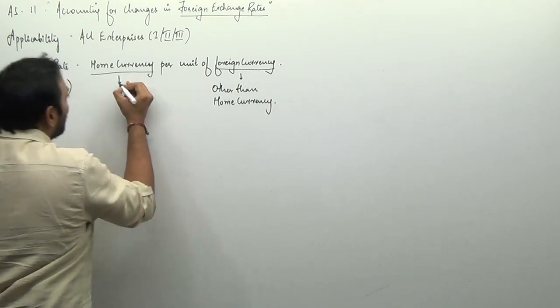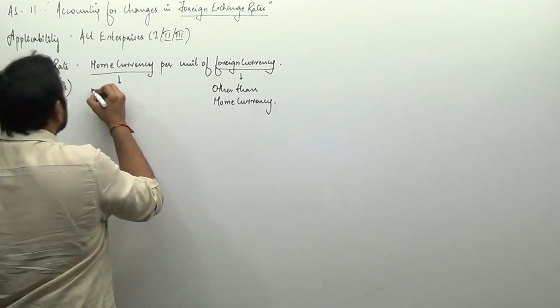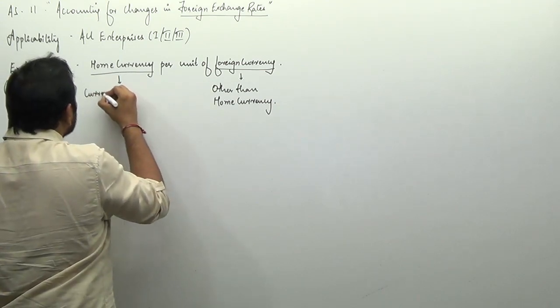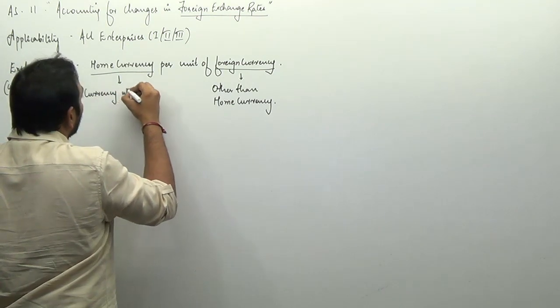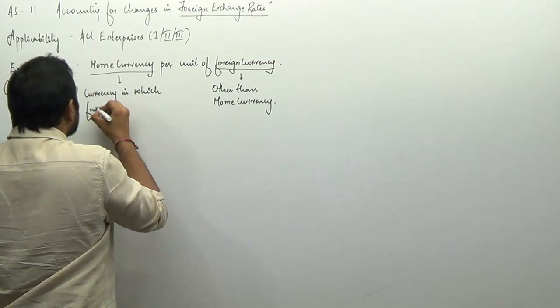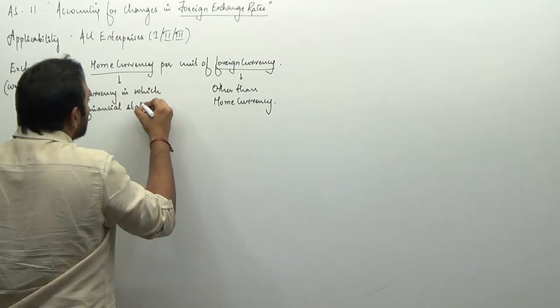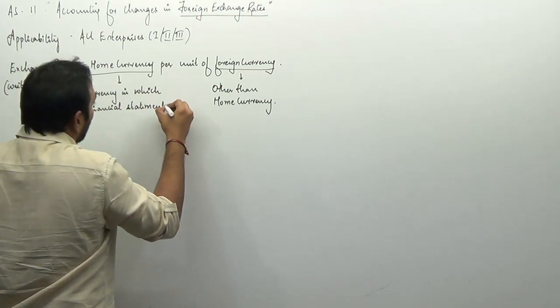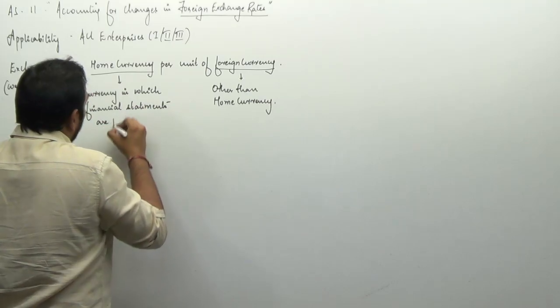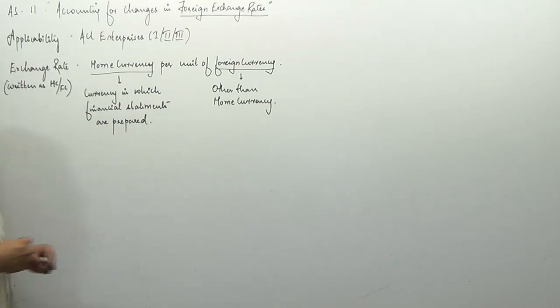Now, home currency cannot be defined as a rupee in India or something like that. What he'll say is, home currency is the currency in which financial statements are prepared. Normally in India, all enterprises will prepare in rupees, so we call that a home currency.